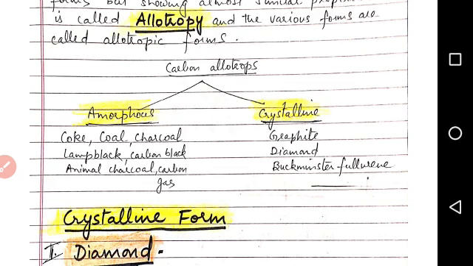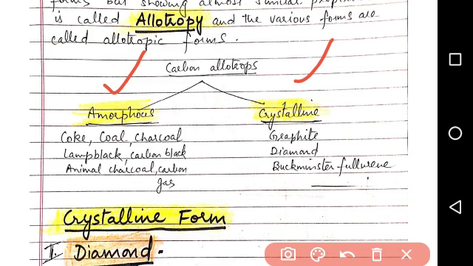Allotropic forms: first is amorphous forms and second is crystalline forms. Amorphous forms are those forms which do not have a proper structure. For example, coke, coal, charcoal, lamp black, animal charcoal, carbon gas, etc. All these are amorphous forms of carbon. They don't have any special structure.